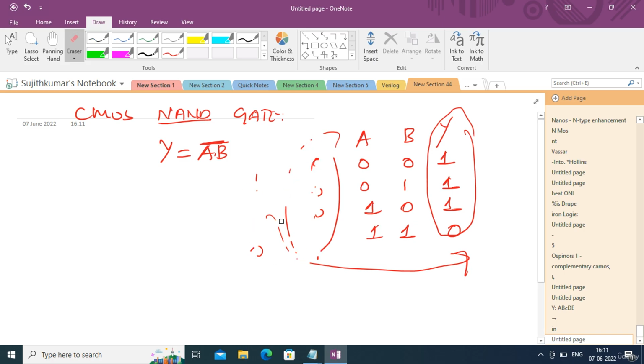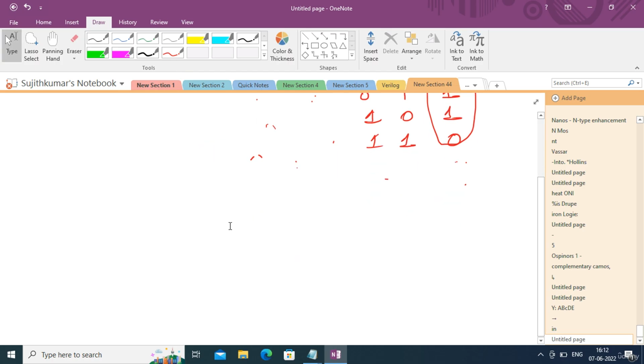Okay, and understand one thing, guys. When you are designing with CMOS technology, the output will always be inverted, right? So there is no need to think of NAND first. The output will always be inverted, so just implement the logic A and B. That's it. Not a problem. So how to implement this? Y equals A and B, the whole bar.